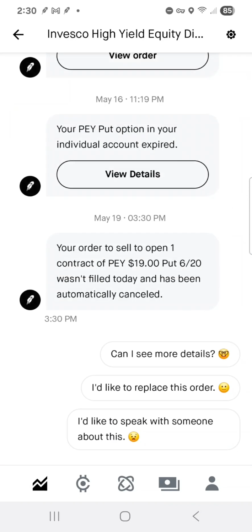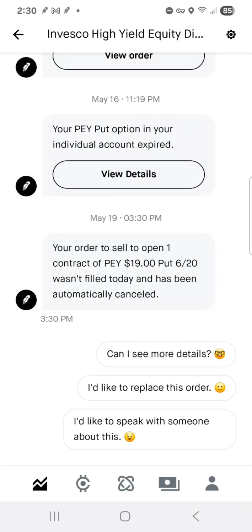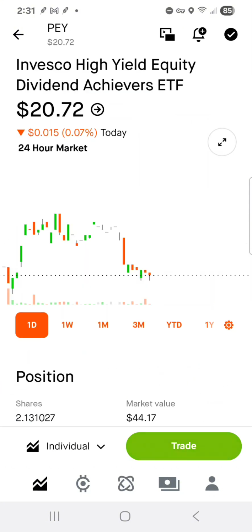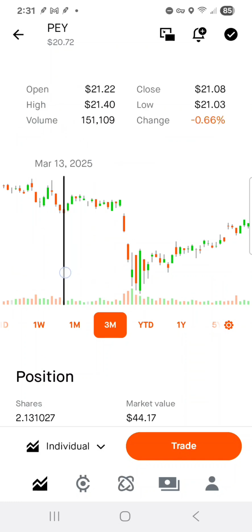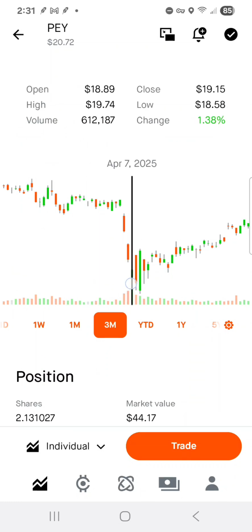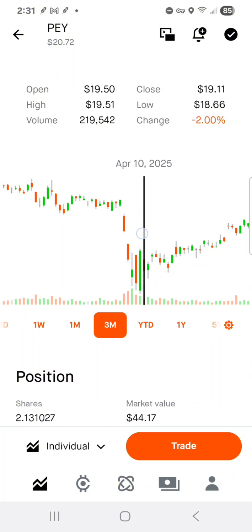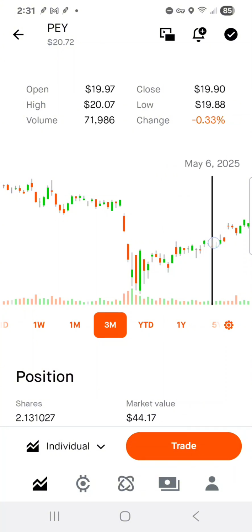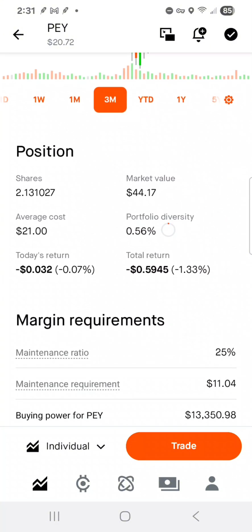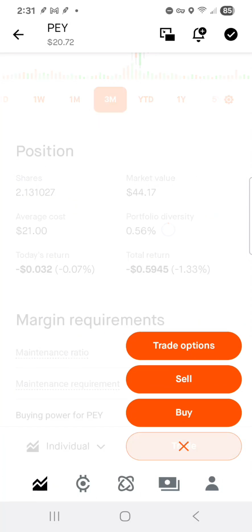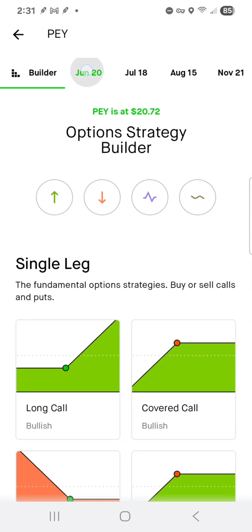I also want to get into PAY. That's a good one. It pays dividends. Let's look at how that's doing. All right, around $20. It fell off a little cliff there, but it is finding resistance at around $18. Bounce back up. Okay. Click trade, trade options.